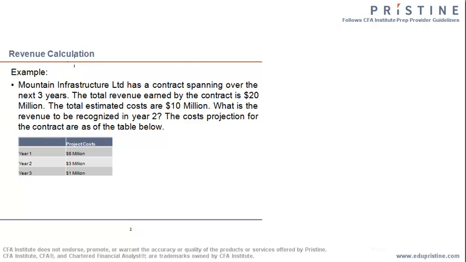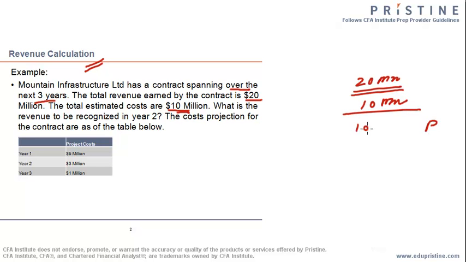Let us look at the first revenue calculation question. Mountain Infrastructure Limited has a contract spanning the next 3 years, so it's a long-term contract. The total revenue to be earned from the contract is 20 million USD, so 20 million USD is basically the contract revenue. Total estimated cost is 10 million, so automatically the total profit becomes 10 million. What is the revenue to be recognized in year 2?